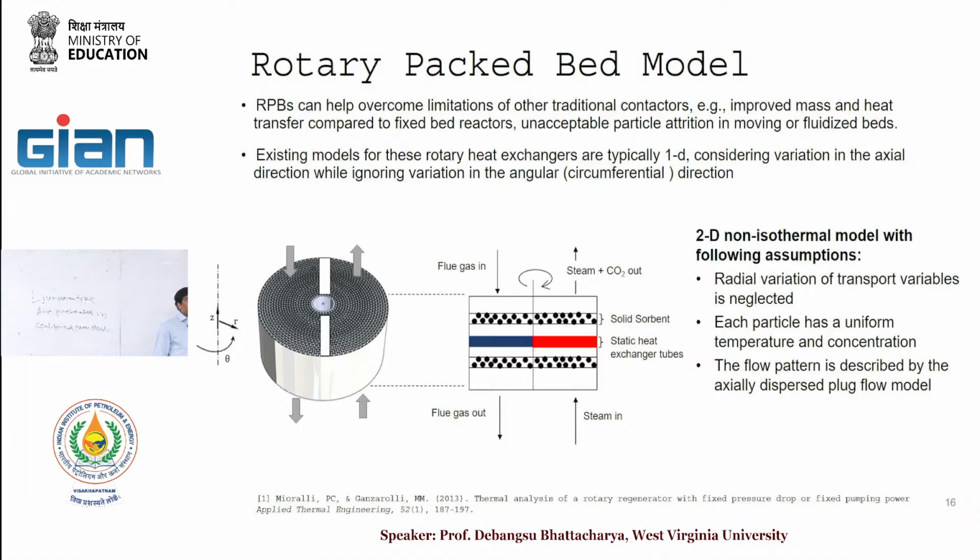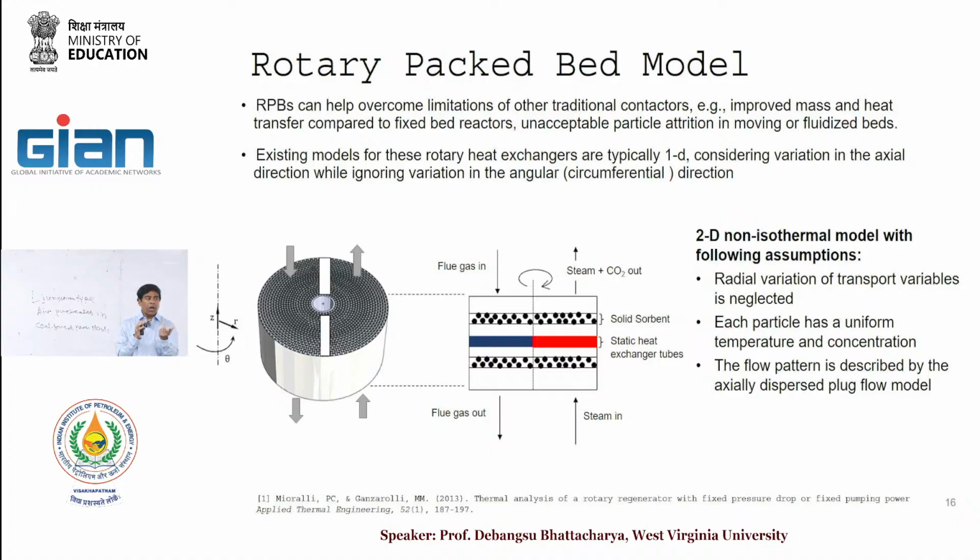What is the advantage of this? One of the big advantages is that, because you are able to rotate the bed, you are changing the residence time of the solid. In a fixed bed, if you are changing the flow rate of the gas, you are only changing the residence time of the gas. Solid is staying there. In this case, because I can rotate it faster or slower, I have another degree of freedom.